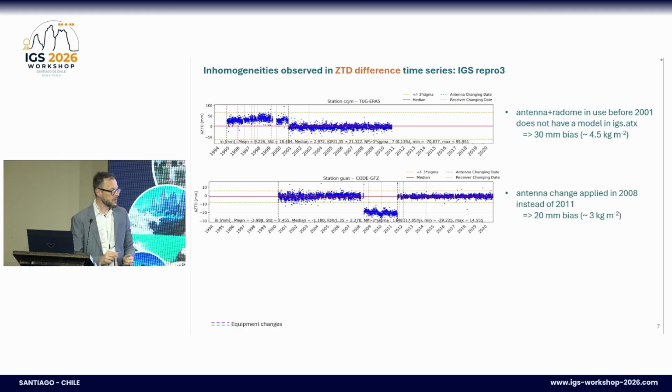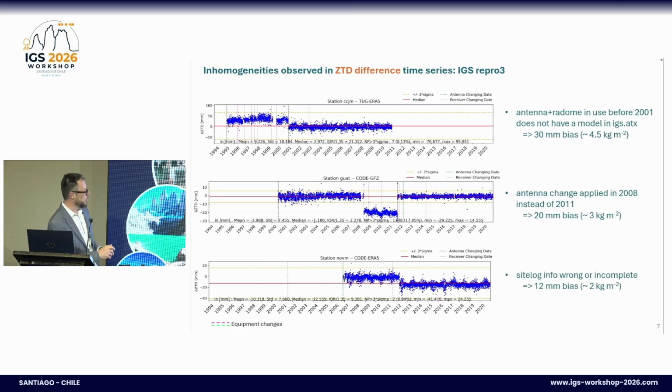So there are other examples of jumps and biases connected to using the wrong antenna model at the processing level. This is an example where the antenna change was applied too early in 2008 instead of 2011. There's a 20-millimeter bias in ZTD. And another example shows a bias which occurs in the second part of the time series, which is not obviously connected to an equipment change, at least according to the site log information that we have. Of course, the jump is obvious, and so we suspect that in this case there is wrong or incomplete information in this site log.